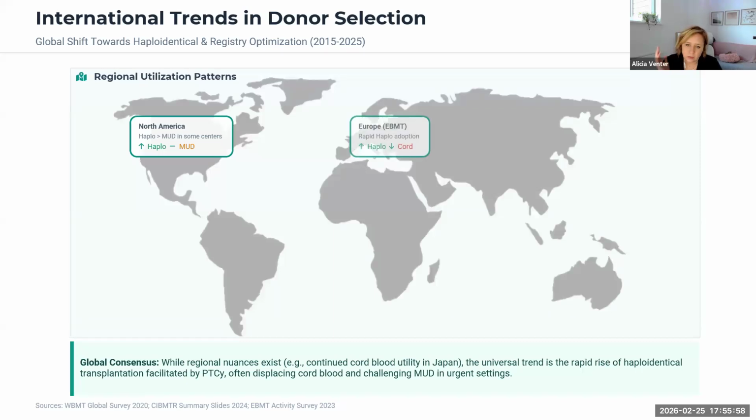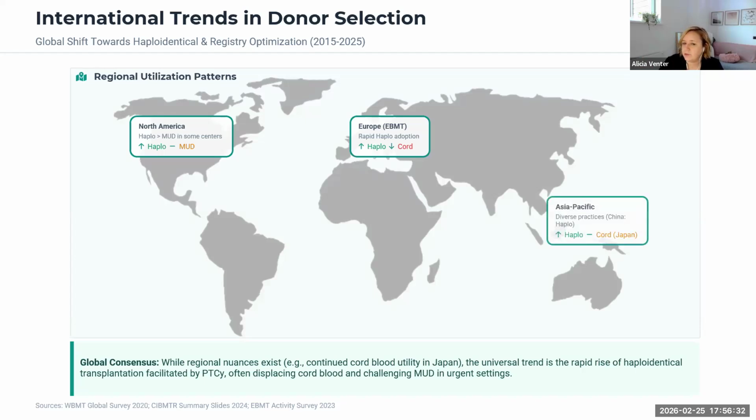For Europe, haplo also on the rise. Cord transplantation taking a sharp nosedive. Based on a feasibility study, we do not see any levels or very, very low levels of interest in Europe for multiple mismatched unrelated donors. But that is because the vast majority of the donors on the global database are of Western European descent. So in Europe, they don't have a big issue finding a good match, a suitably matched donor for their patients.